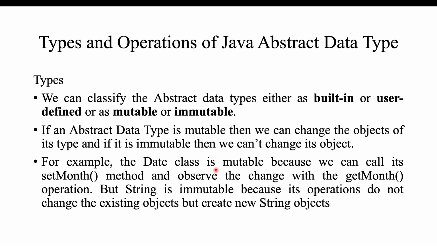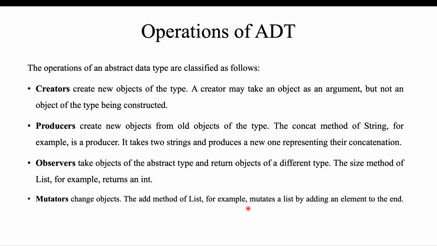However, as far as the date class, in this class we have the set month and get month methods, and in this class we can go on changing the objects whenever and whichever way we like. So these abstract data types are either mutable or immutable. That means we can either change the objects, or we cannot change the objects.